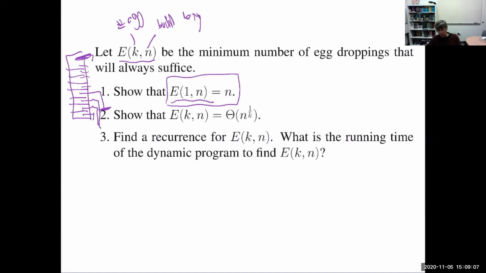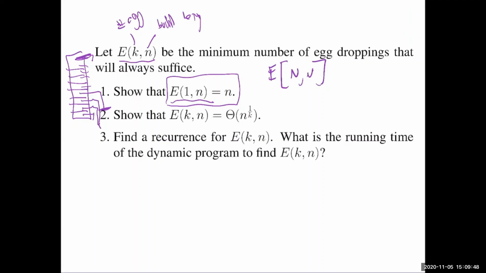Can anybody tell me what E of, let's just try another fancy one. What is E of nn? What's the minimum number of tossings you need if you have an n-story building and you have n eggs? What is the most efficient way to do it? I'm hearing someone say 2. You could split it, like merge sort, or not merge sort. You can go halfway.